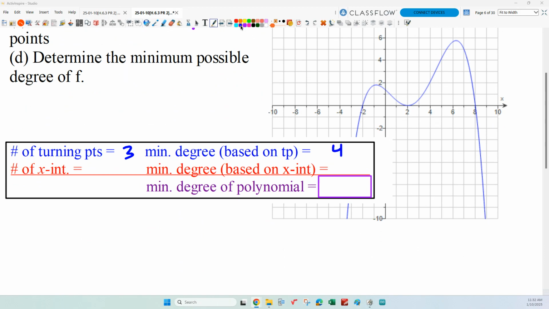How many x-intercepts do you see? 3. Yeah, 3. I see 1 there, and 1 there. That predicts a minimum degree of 3, but the end behavior tells us that n is even or odd? Even. Take those 3 clues and tell me what's the minimum degree. 4. Yeah. Got it.